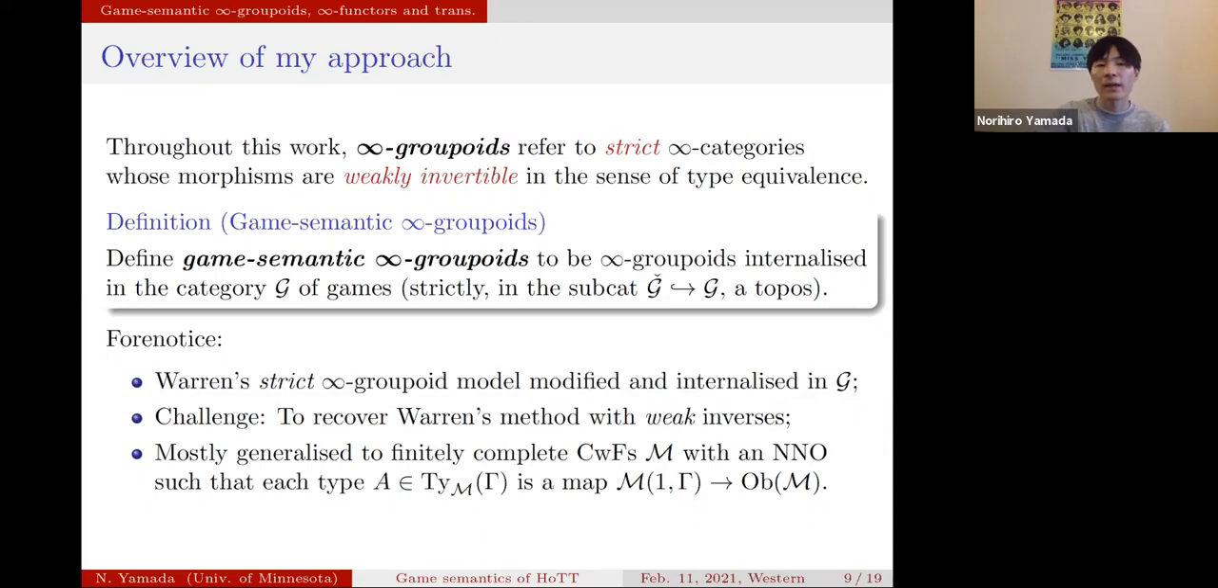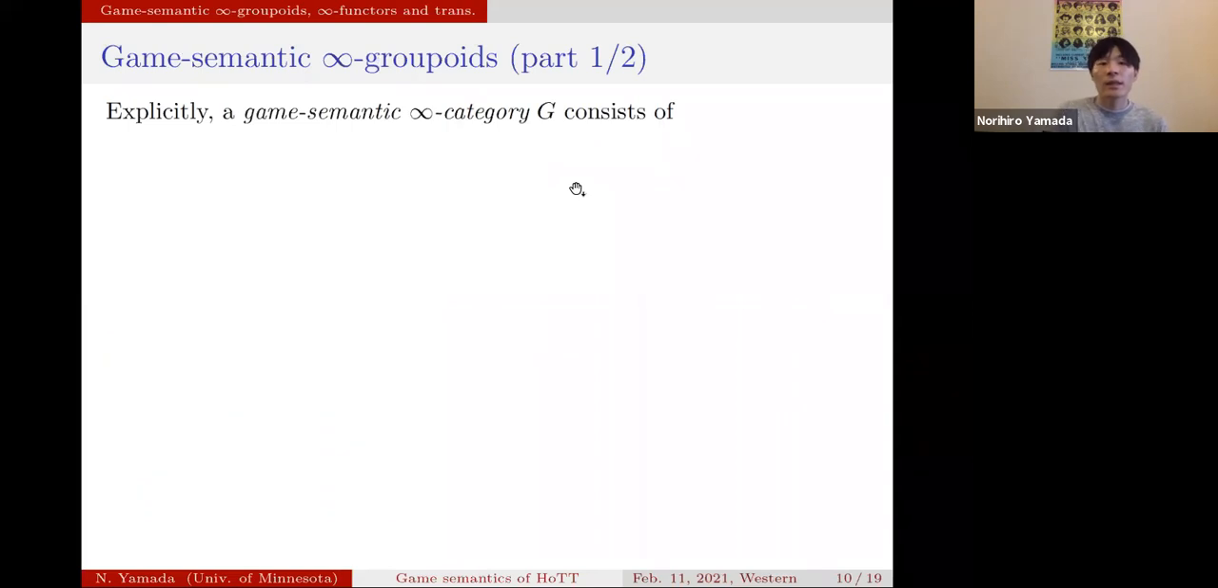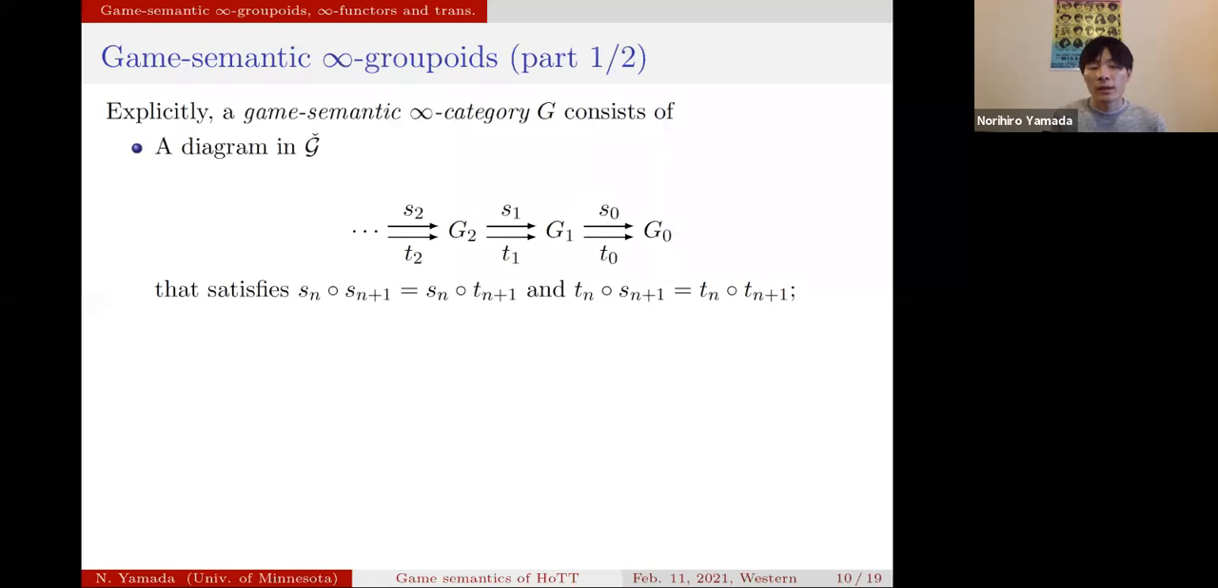Okay, so let me unpack this informal definition. The idea is basically to internalize the notion of strict infinity categories in the ambient category Z. So that means, explicitly, a game semantic infinity category consists of a globular set, but now this is a diagram in G-check. So each G0, G1, and G2 are games, and sources and targets are strategies that satisfy the globular equations.